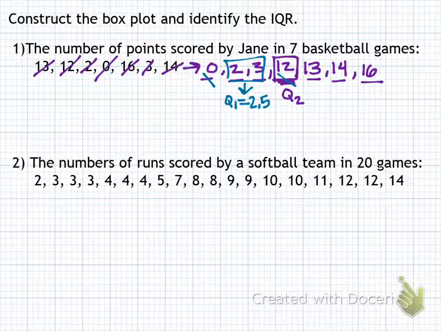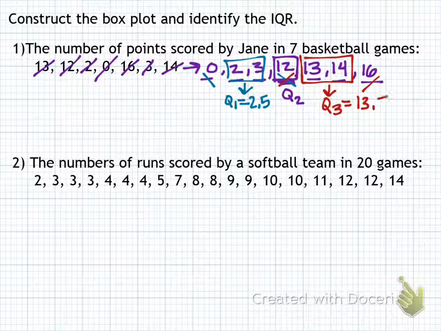I have 12, 13, 14, 16. I want to split those in half. Okay, so I'm going to look for the median. I cancel out these 2, and I'm left with these 2 in the middle. So I need to find the exact middle of those. Between 13 and 14, the median would be, or the average, I guess. I find the mean of those 2, right? So it's 13.5 for Q3.